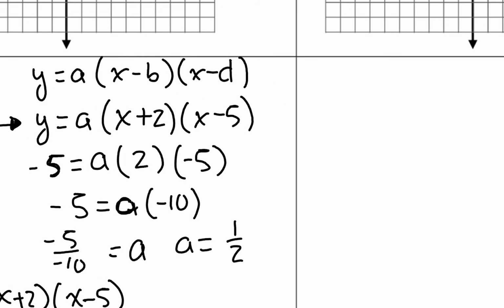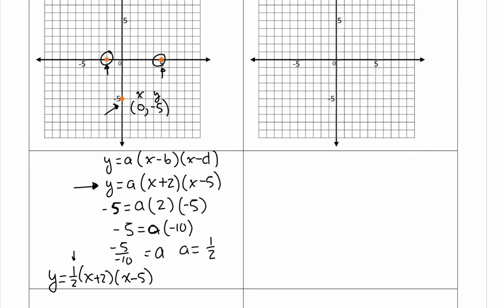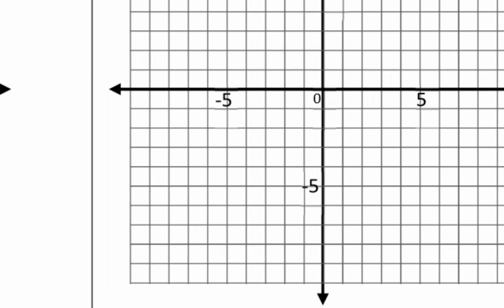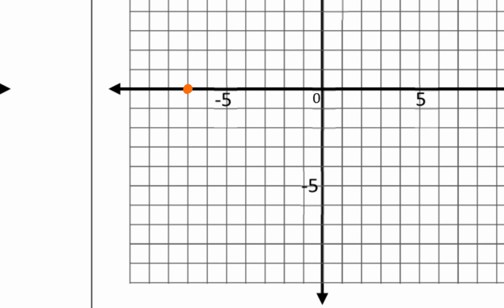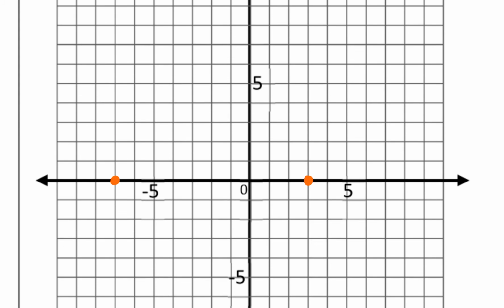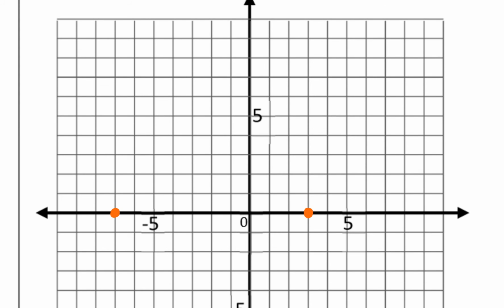So here's the problem that I want you to do next, and you can use what we just did as a model. The points that you're going to use are -7, 0. So at -7, 0, you're going to have a point, and the other root is going to be at 3, 0, and then finally I want you to have a y-intercept up at 9, right here at 9.